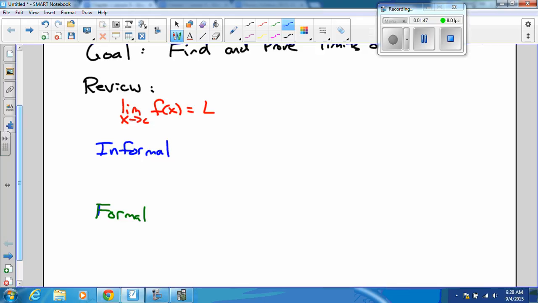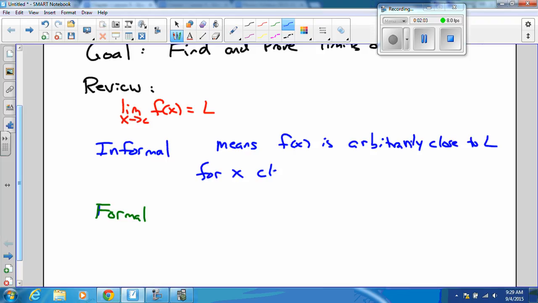Welcome back. Hopefully, you should have said that this limit statement means that f of x is arbitrarily close to L for x close to but not equal to C.